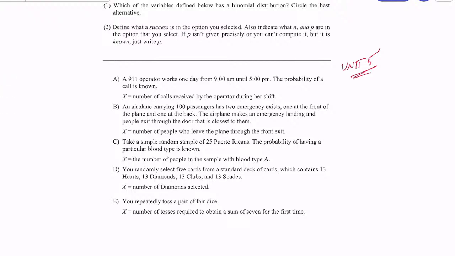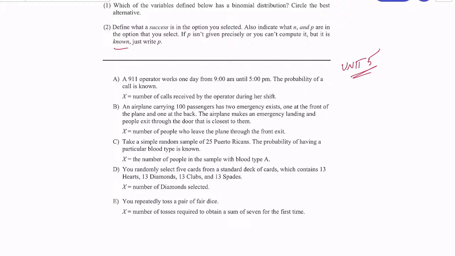So here's the question. Which of the variables defined below has a binomial distribution? Circle the best alternative. Also, define what a success is for the option that you select. Also indicate what N and P are. P should be precisely given. If it's not, the question should say something like P is known, which is equivalent to having P.